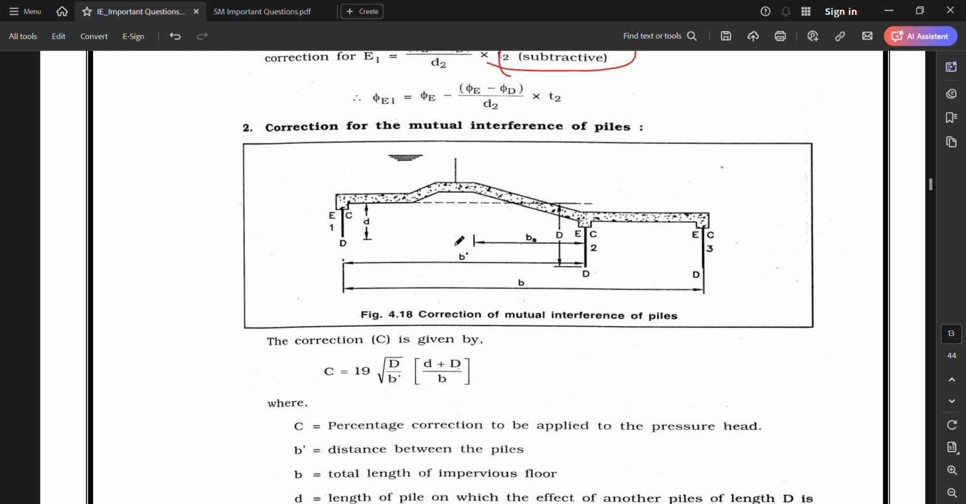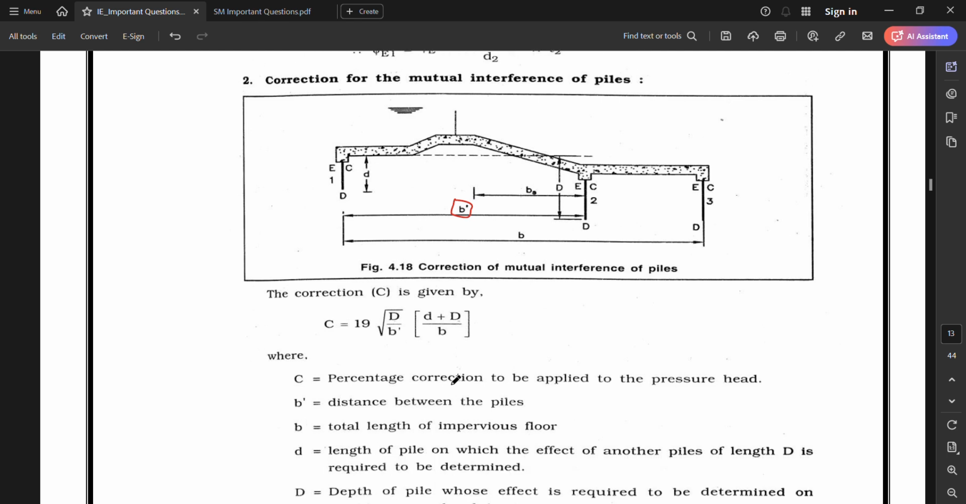Correction for mutual interference of the piles. If there is a mutual interference between the piles, the correction C is given by C is equal to 19 under root D by B', in brackets, D plus small d plus capital D divided by B, where C is the percentage correction to be applied to pressure heads. B' is the distance between the piles. B is the total length of impervious floor, from upstream side to downstream side.